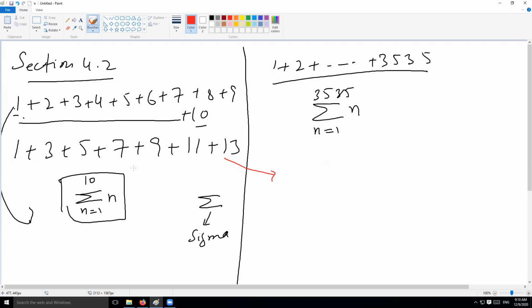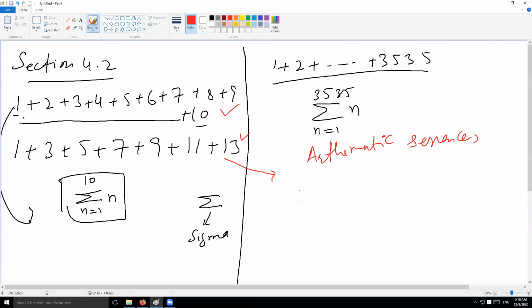N square. No, it is not n square. So 2n minus 1. Exactly. So even it's an arithmetic series actually. So the first thing that we should say is that both of these series, this series and this series, are arithmetic series. So do you know arithmetic sequences and series?